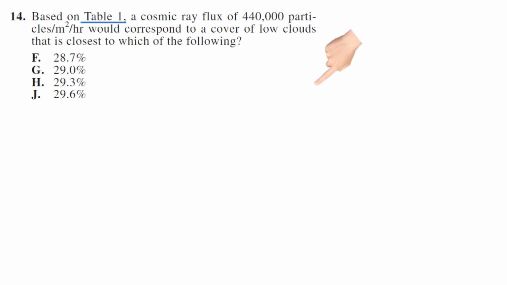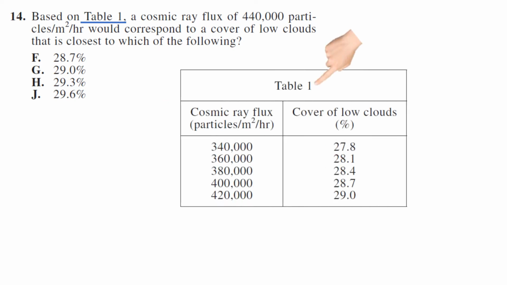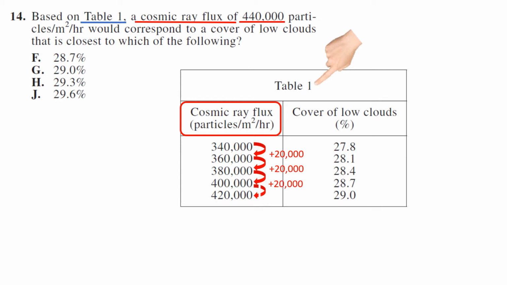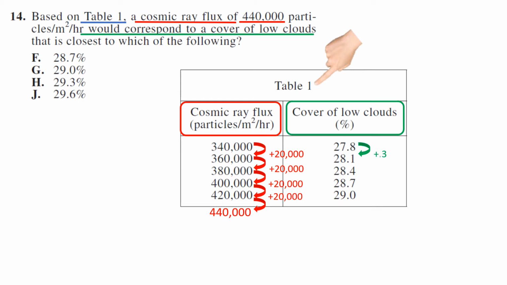Based on table 1, put your finger on table 1. Cosmic ray flux, so there's the cosmic ray flux of 440,000 particles, so it's increasing by 20 each time to get to 440, would correspond to a cover of low clouds. It's the cover of low clouds closest to what? So it's increasing by 0.3 every time. So this is a direct correlation, so 29.3 or H.